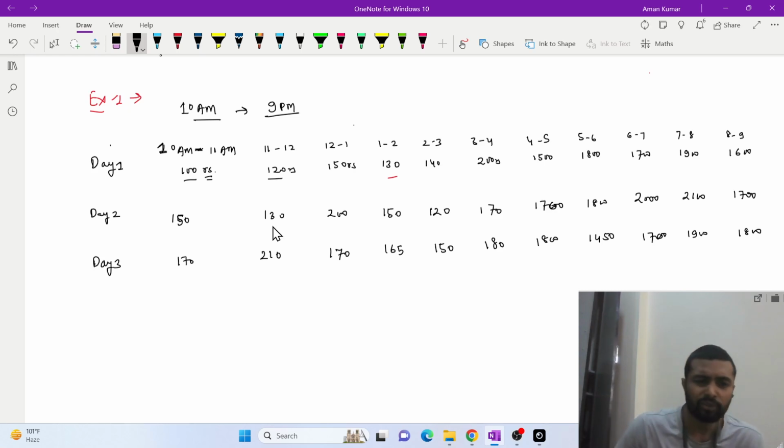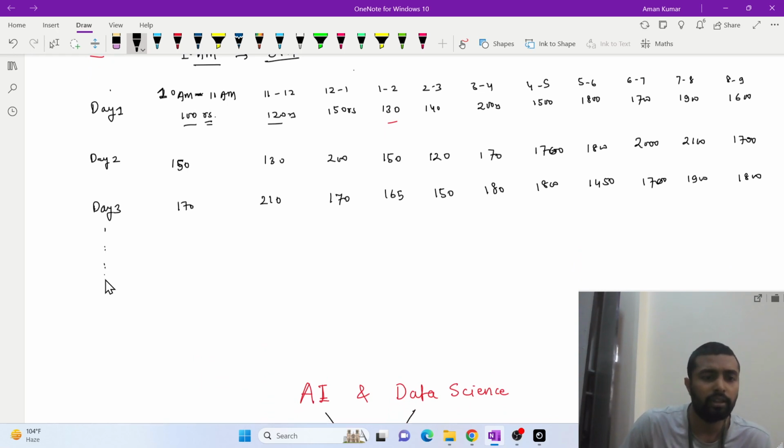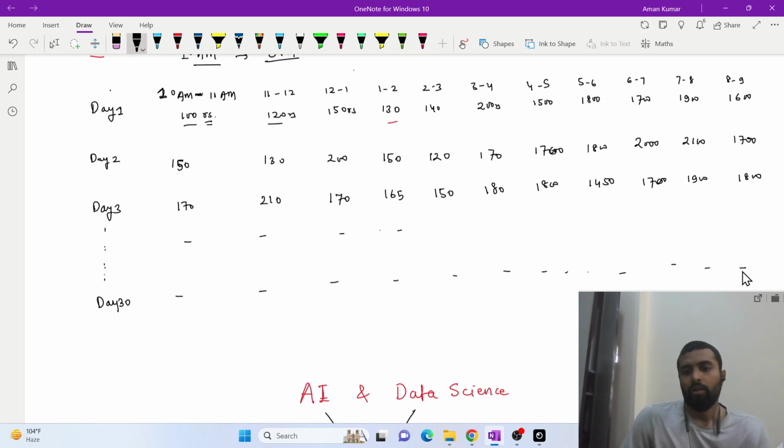And so on. It's been day 30, and almost all the profit is similar to the first three days. Day 4, day 5, and so on, you are getting similar profit.